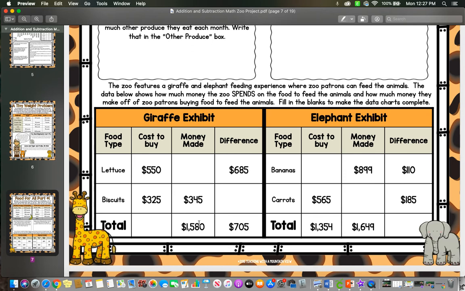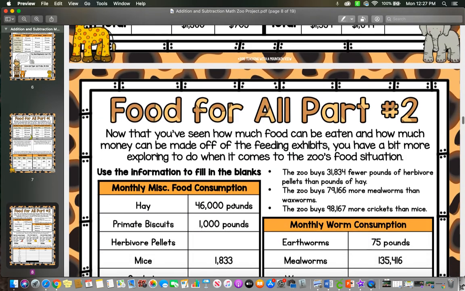Okay? The total here is 1,580. So you can also use that in your problem solving. And the total here is 705. You can use that in your problem solving to check your work. Okay? And that is Food for All Part 1.